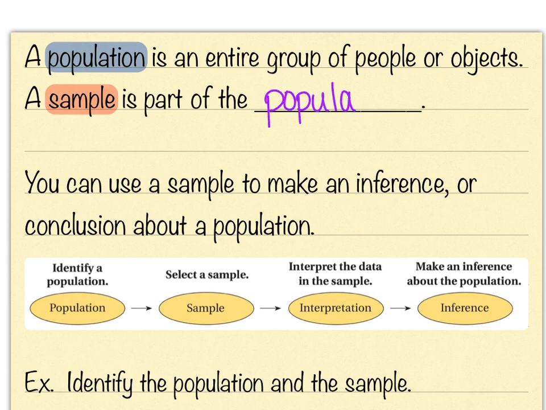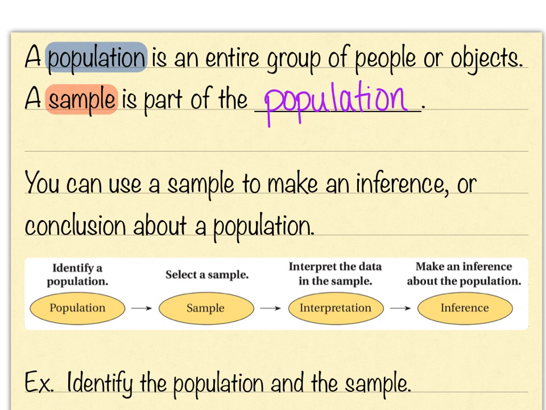So a population is an entire group of people or objects, and a sample is part of the population. If you've ever seen a survey taken, they can't ask everybody. For example, if we were trying to ask all the people in Indiana, all the Hoosiers, there's no way we could ask every single person in Indiana. So they'll take a random survey of different parts of the state, try to make sure everybody's represented fairly. Obviously, the sample is going to be much smaller than the population. That's why it's called a sample, and then we could get good information from that.